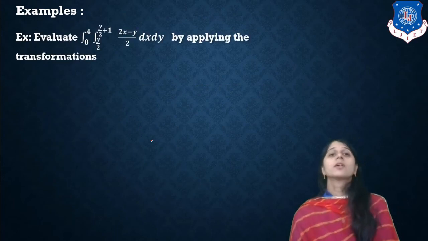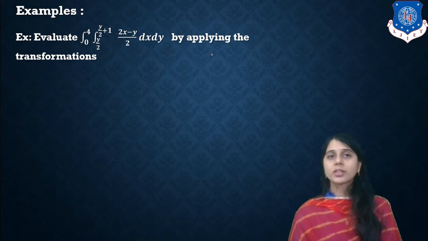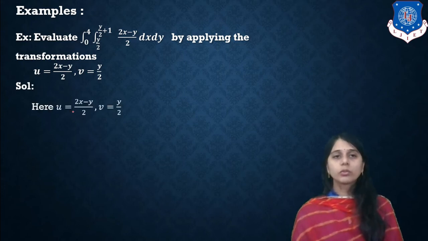Evaluate: the integral from 0 to 4, y by 2 to y by 2 plus 1, of 2x minus y by 2 dx dy, by applying the transformation u equal to 2x minus y by 2 and v equal to y by 2. Okay. First we are taking u equal to 2x minus y by 2, v equal to y by 2. It's given.